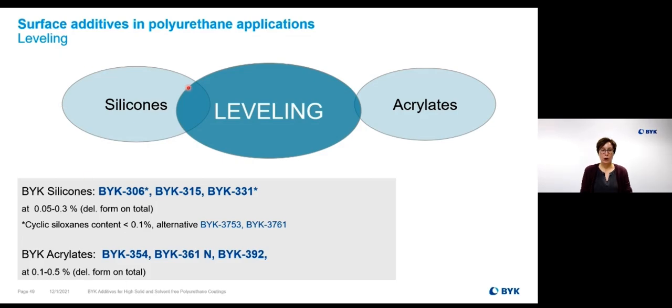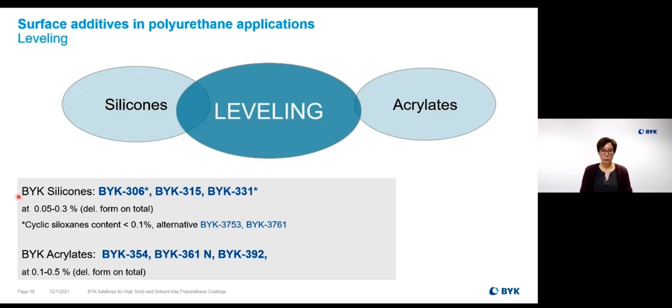So what does it mean for our leveling? The main part is done by silicones. We have to reduce the surface tension, and we can adjust slightly also the flow and leveling with silicones. But we need also some acrylate, some real leveling additives, in order to achieve the last fine-tuning to achieve a very good and perfect leveling.